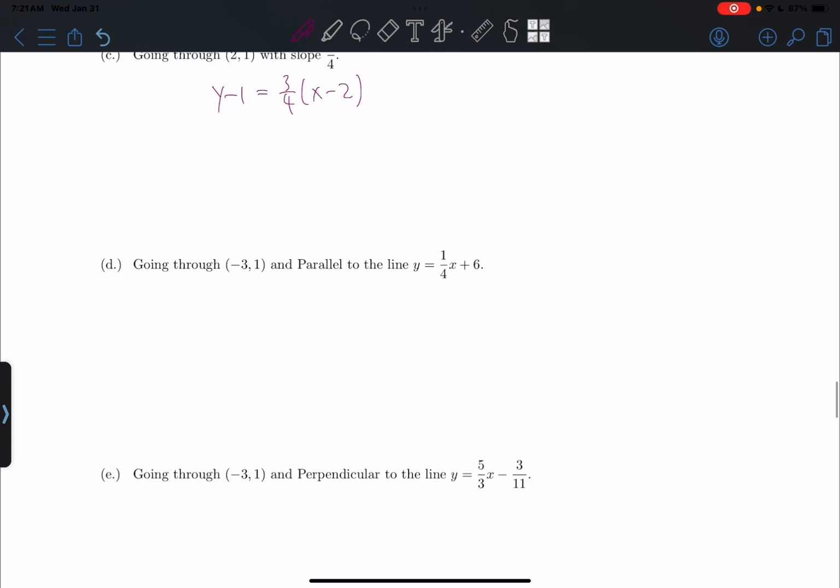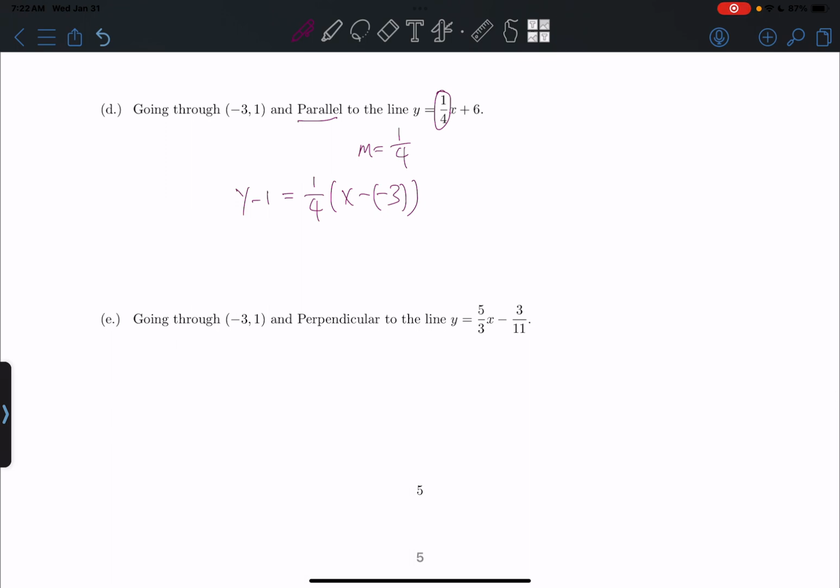Same thing with D and E. All you have to do is be able to extract the slope information. Parallel lines have the same slope, so the slope I'm working with is just that. So m equals 1 over 4. Hit it with the point slope form, we get y minus 1 equals 1 over 4 x minus negative 3. And then again, I'll leave the cleaning up to you.